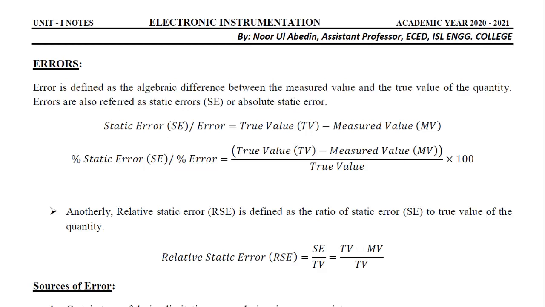As already defined, we can also formulate it as true value minus measured value, which is nothing but our error. When you want to calculate the static error, that is the percentage error, it is true value minus measured value by true value into 100. You also have a relative static error, which is nothing but the ratio of true value minus measured value by true value.